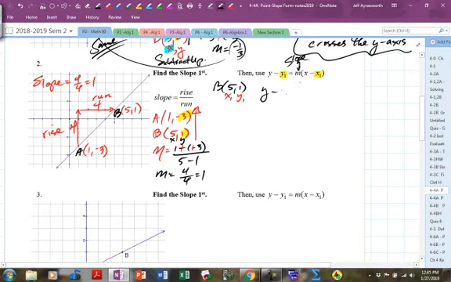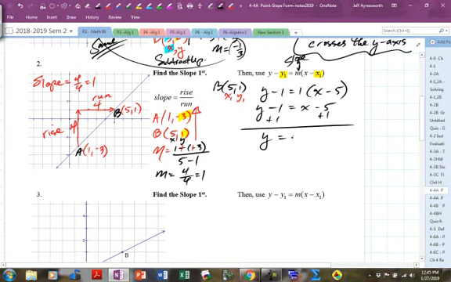So let's go for it. Let's find the equation of the line. y minus the y coordinate 1 is equal to 1 times x minus the x coordinate, which is 5. Distributing 1 doesn't change anything, so I'm just going to drop the parentheses and simplify. Simply add 1, and you get y is equal to x, 1 minus 5 is -4, which means that the y-intercept is at -4.